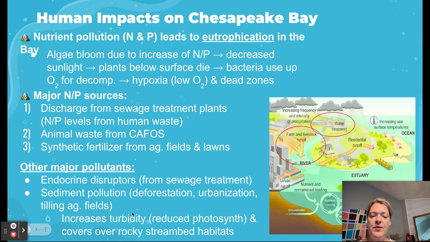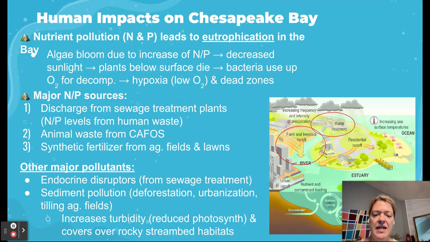And then other major pollutants include endocrine disruptors, which are chemicals that are used for sewage treatment, but also manufacturing. Those can get into the waterway and cause your endocrine system to not function properly. And then also sediment pollution. So if we have deforestation in an area or urbanization in an area, or we're not tilling agricultural fields properly, this can lead to a lot of soil getting into the waterway, which is called sediment pollution, which is not good for the ecosystem as well.